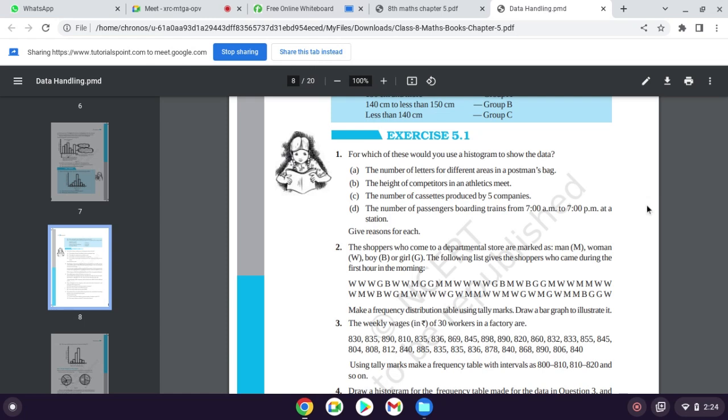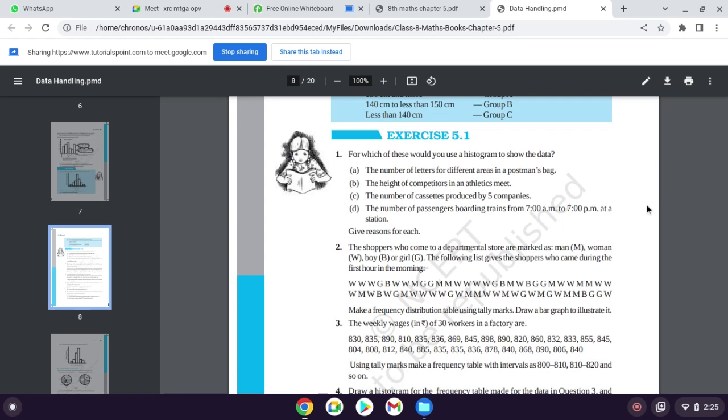Do I have to read again, or are you writing? Ma'am, I understood. Okay, very good. So the first question is, for which would you use a histogram to show the data? I think B and D will use the histogram, na? A and C will not use the histogram.